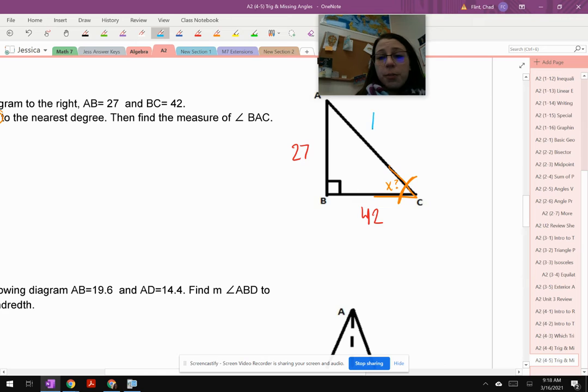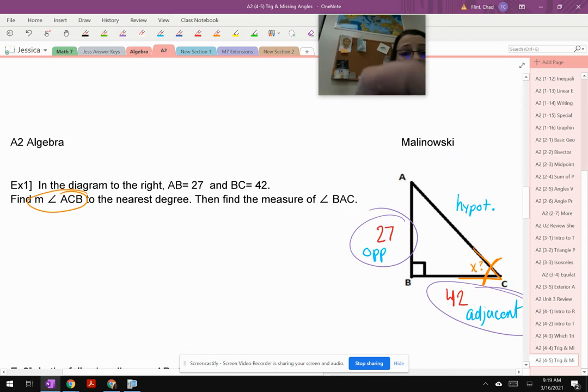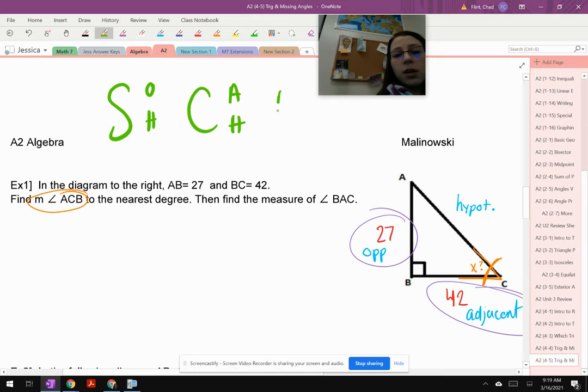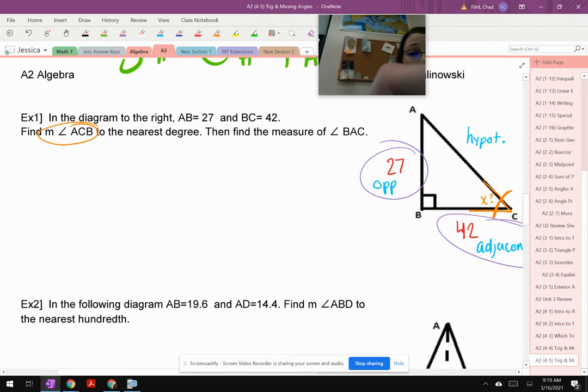So always across from my right angle is my hypotenuse. The orange angle, that's angle C, is what I'm using. So opposite of that would be all the way over here, this 27. And adjacent would be right next to it. So I have opposite and I have adjacent. So going back to my acronym, SOH CAH TOA, which one uses opposite and adjacent? That would be tangent. So I'm going to set this up.